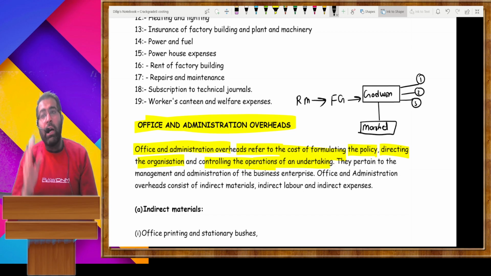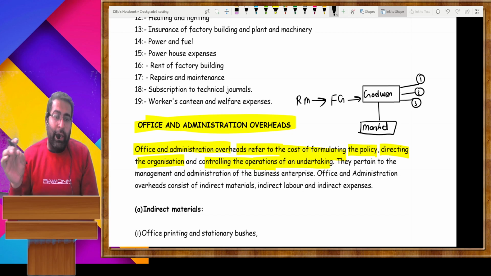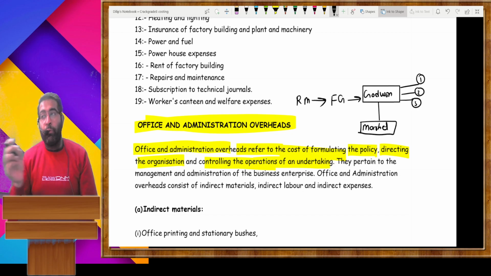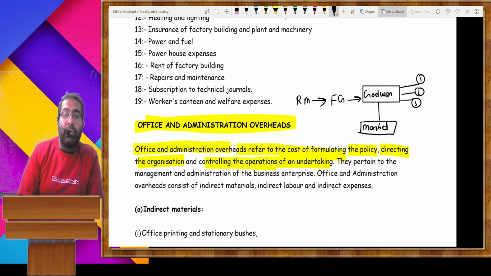The expenses after production of goods, after producing goods, are expenses done at the office level, and the expenses which are done at the office level are regarded as office and administration. Right now from my office I am teaching you, so I am using the assets of the office and the electricity of the office, right? These are not related with the factory, these are related with my office. So it is charged to office and administration.